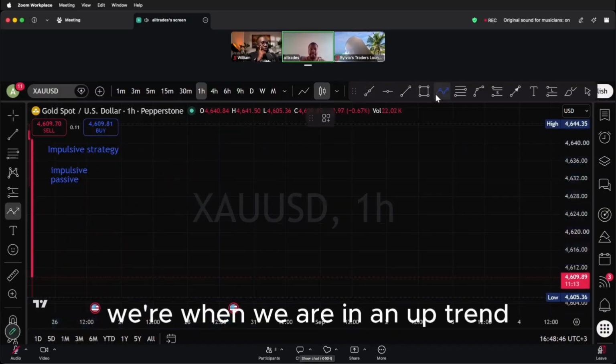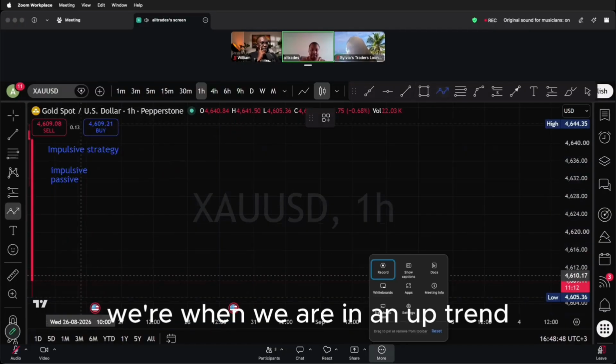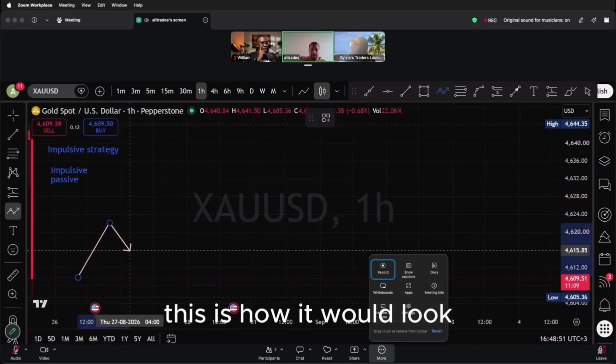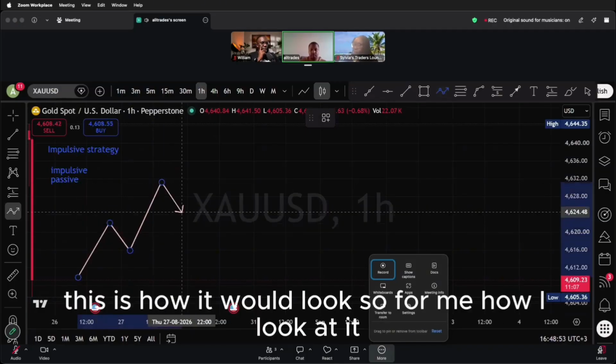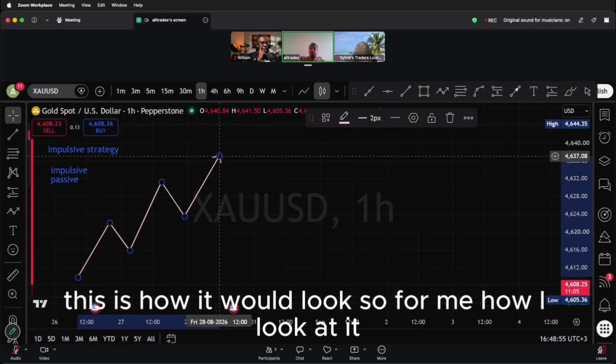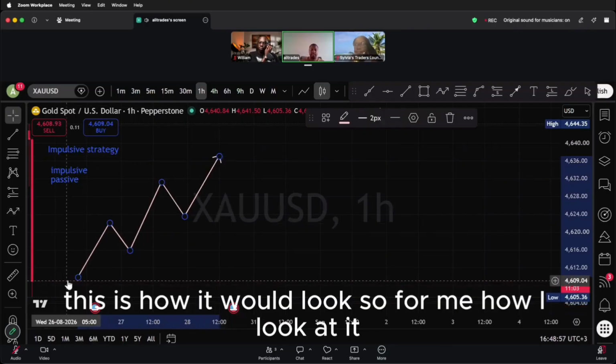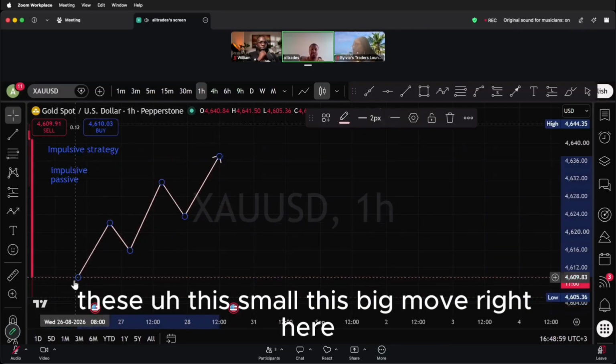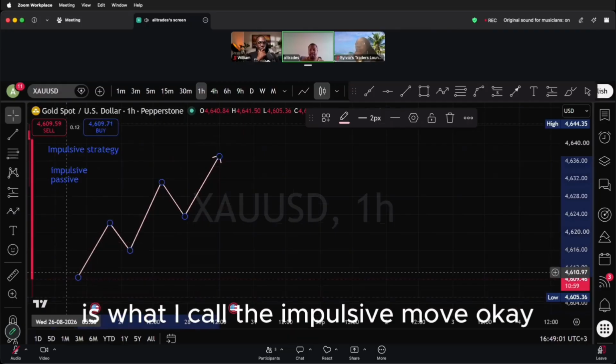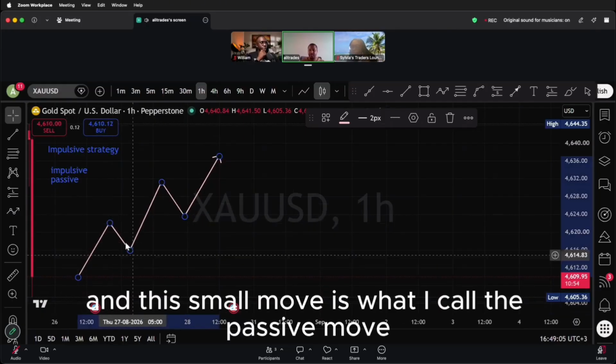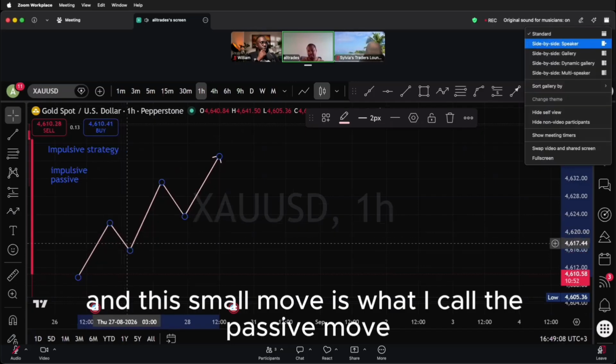When we are in an uptrend, this is how it would look. So for me, how I look at it, this big move right here is what I call the impulsive move, and this small move is what I call the passive move.